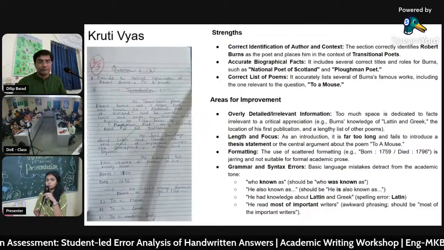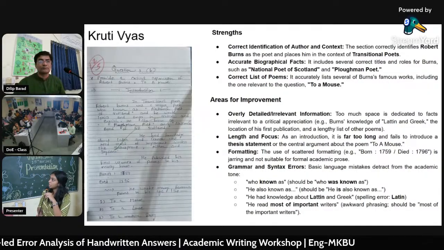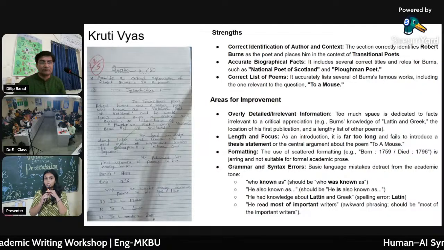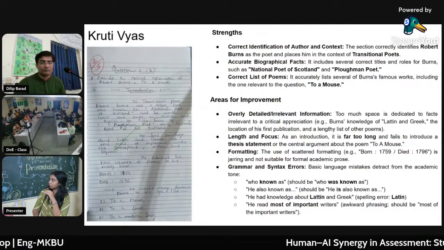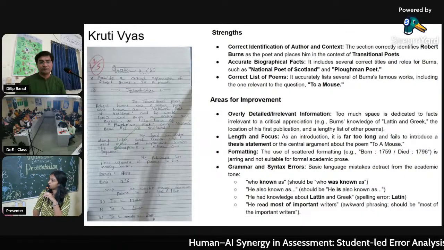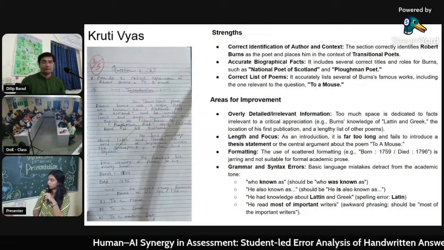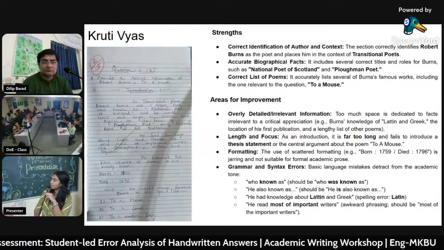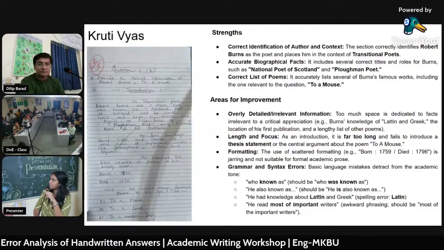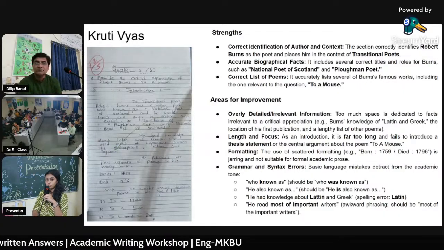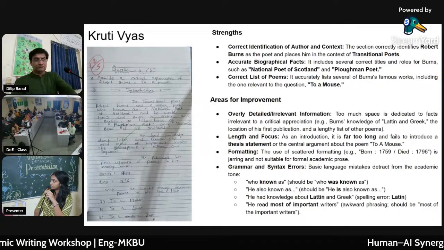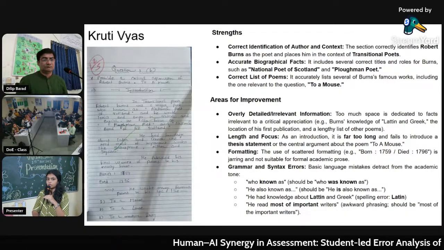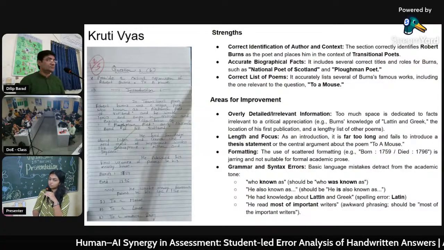The areas which need improvement are that the information is overly detailed and irrelevant. She should shorten it. That is what AI is telling, that she should only keep relevant information. The introduction is far too long, so she needs to introduce a thesis statement about her answer. She has used scattered formatting, which is not suitable for a formal style answer. There are also grammar and syntax errors, which should not be there in writing in a formal academic tone. Next slide.